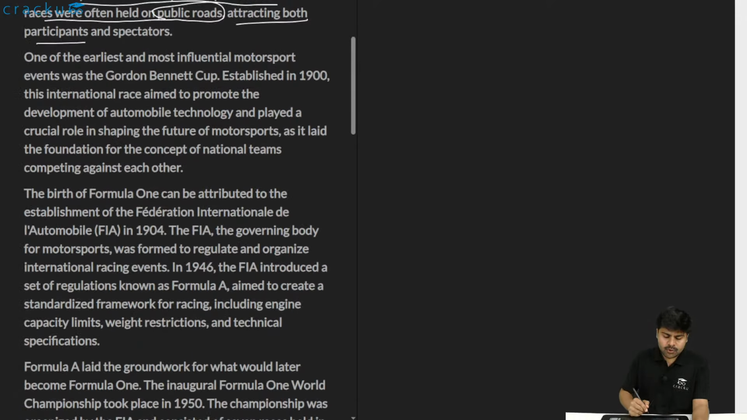Then one of the earliest and most influential motorsport events was the Gordon Bennett Cup. Established in 1900, this international race aimed to promote the development of automobile technology and played a crucial role in shaping the future of motorsports, as it laid the foundation for the concept of national teams competing against each other. So now we are discussing the Gordon Bennett Cup, one of the most influential and one of the earliest motorsport events. This was established in the year 1900, the start of the 20th century, right? This international race aimed to promote the development of automobile technology.